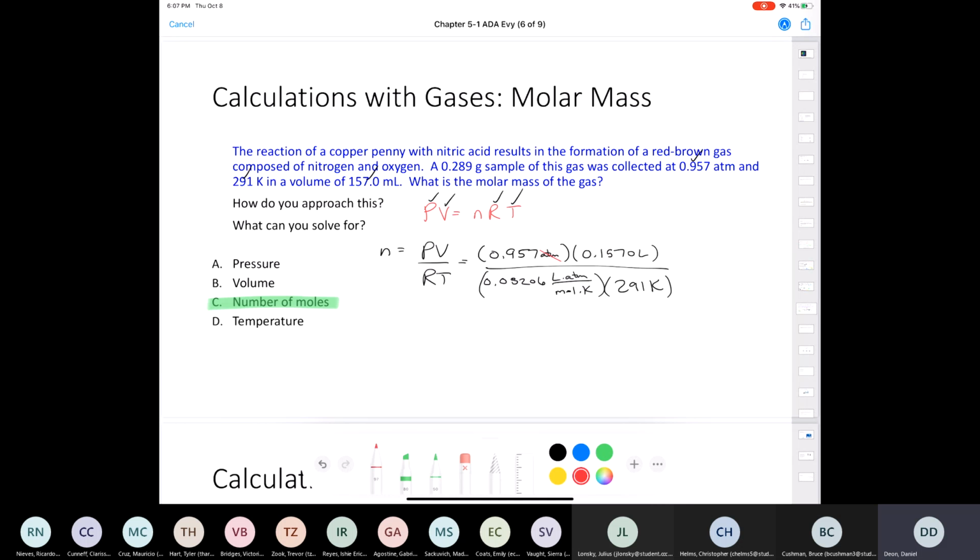Let's double check our units. Atmospheres cancel, as do liters and Kelvin, and we're left over with the number of moles. n is equal to 0.00629 moles of this gas made up of nitrogen and oxygen. Let's move on from there and keep that in mind.